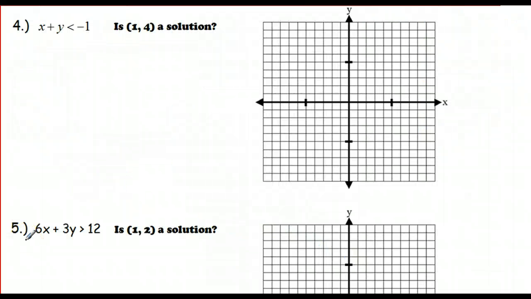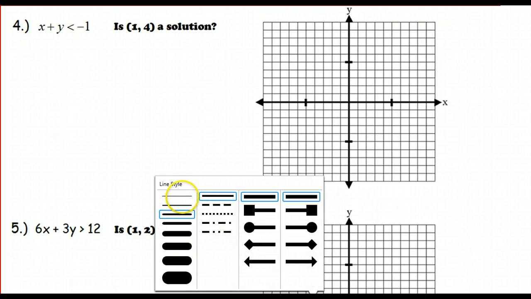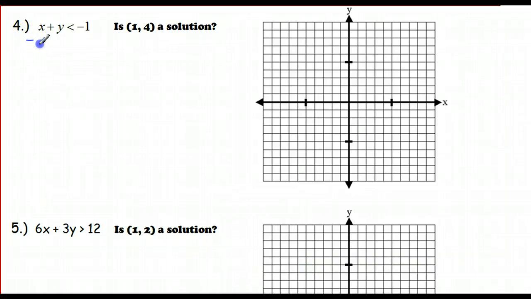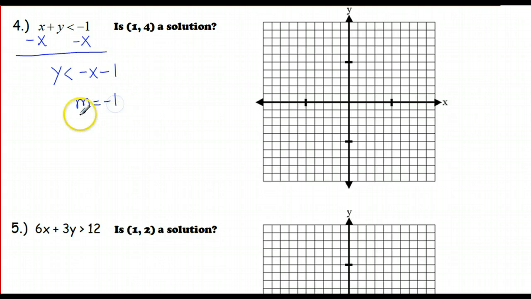Alright, we're going to graph the line x plus y is less than -1. Once we do that, we're going to check if the ordered pair 1, 4 is or is not a solution. So let's get started. First thing that we have to do is solve for y. So let's go ahead and do that. We're going to subtract x from both sides, and we get y is less than -x minus 1. So our slope is -1, and our y-intercept is -1.